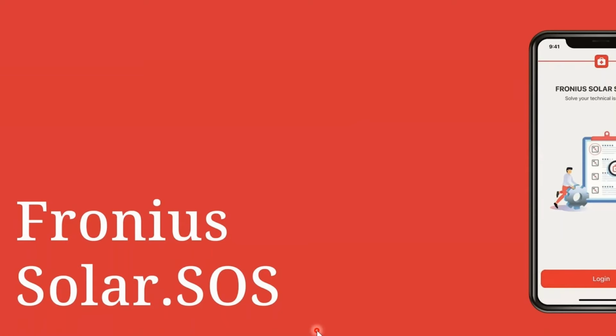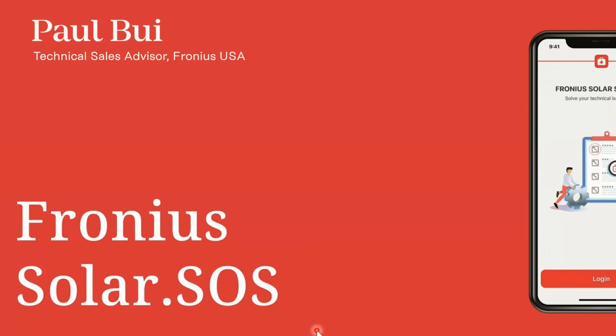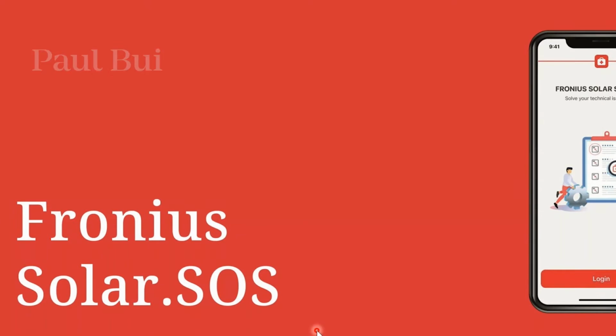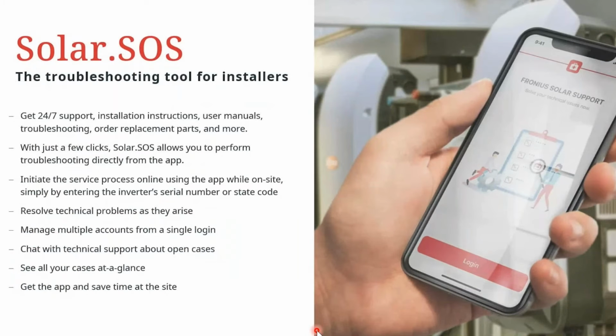What happens when an inverter goes down? Here at Fronius, we do have a tool. This is going to be the tool for you, our Fronius Solar.SOS. This is our troubleshooting tool for all of our installers. You gain 24/7 support with a plethora of information from the tool itself, such as installation instructions and user manuals. You can also order replacement parts and start RMAs from this app.